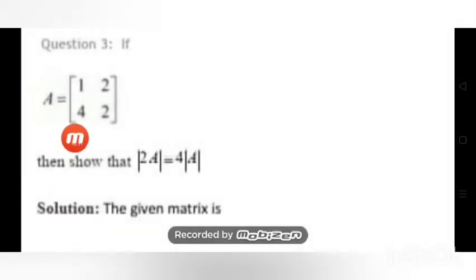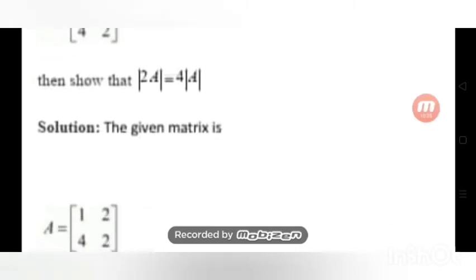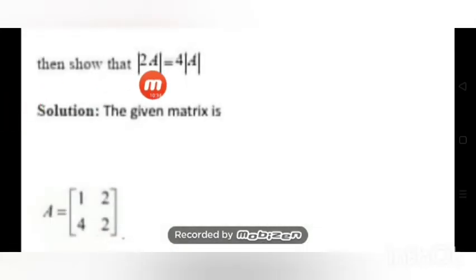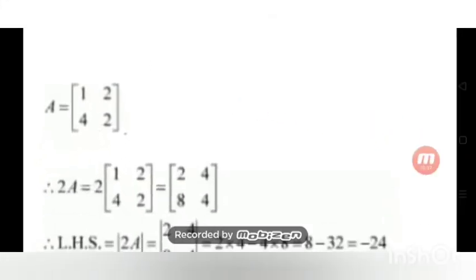Your third question is, if A is equal to first row 1, 2, second row 4, 2. This is a matrix. Then you have to show that determinant of 2A is equal to 4 into determinant of A. To get the determinant value, first you have to replace the bracket by a vertical line and you will have your determinant. So first I am writing your matrix. Then I have to get the value of twice A, so let us find it by using matrix scalar multiplication. So let us do twice A. 2 into A is this one.